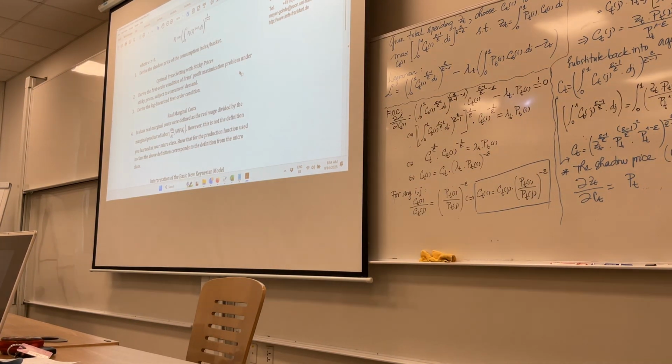So the next question wants us to derive this first order condition of the firm's profit maximization problem. We have the maximization problem on the slides, and we have the answer that we need to get to. So we just have to figure out how to get there, and then we're supposed to log linearize.